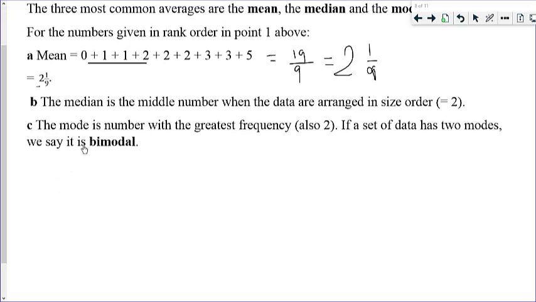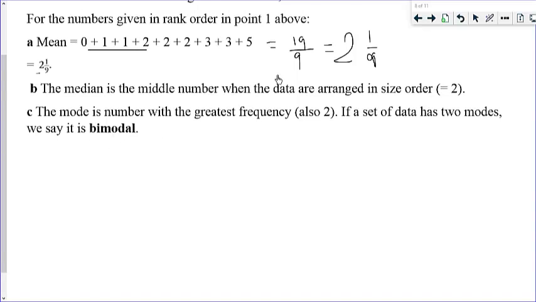Now the mode is the number with the greatest frequency. It is different from the highest mark. The highest mark is not the same as the mode. The mode is the mark with the highest frequency. So if a set of data has two modes, we say it is bimodal.